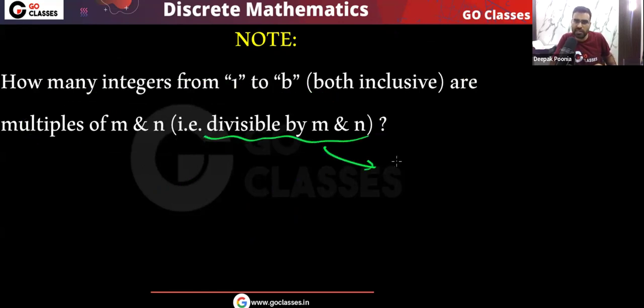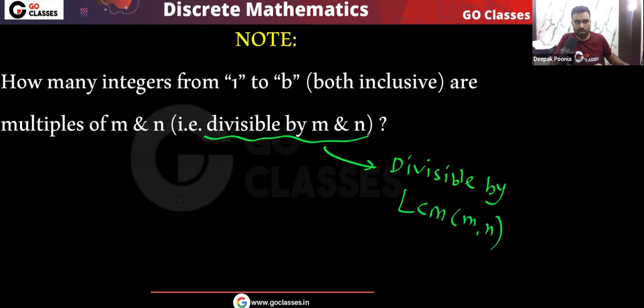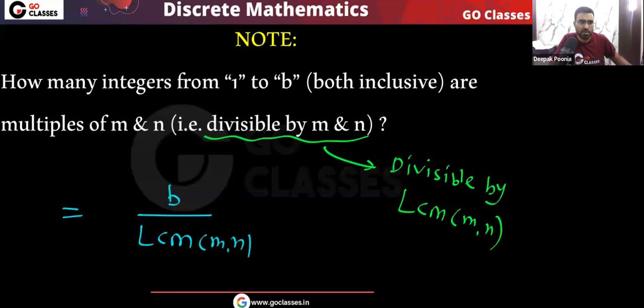Divisible by m and n simply means divisible by the LCM of m comma n. So the count of numbers from 1 to b that are divisible by both m and n is equal to b divided by the LCM of m comma n, taking the floor value.